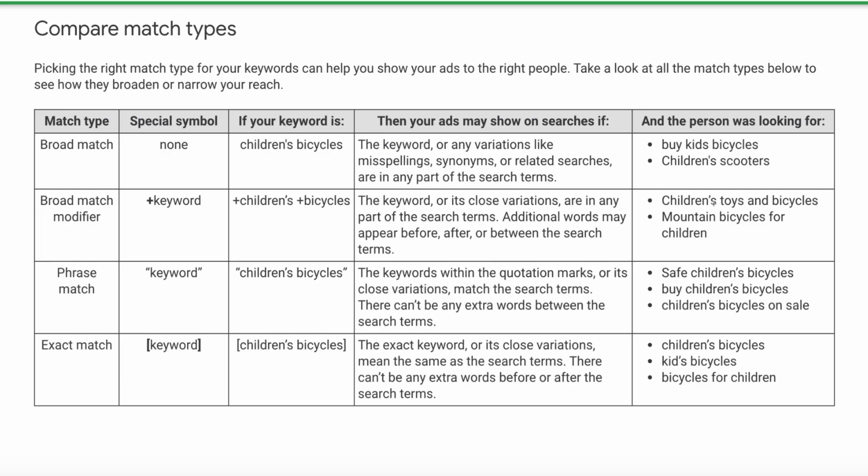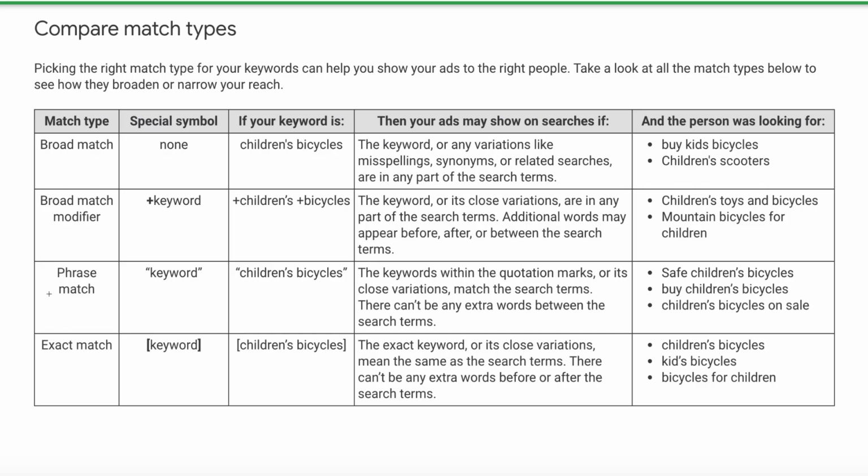So for example, children's toys and bicycles, your ad will appear. Mountain bicycles, because bicycles is in there. For children, because children is in there. So it doesn't matter what variation, before or after. If those two particular keywords are in the search term, your ad will show up.